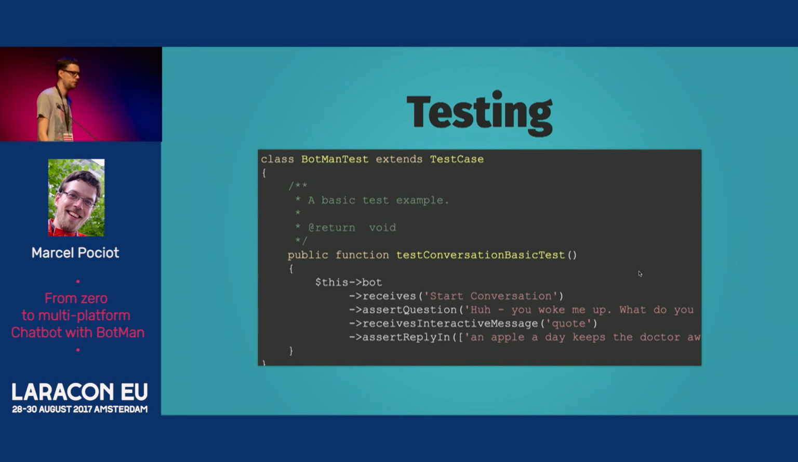And then you can also do this with conversations. So the bot receives start conversation, you assert that you receive a question, then you send an interactive message, like the button click. And when you click on the button, you assert that the reply was one of the messages that are in the array. There are a lot more assertions that are available, but this is just to give you an example of how this works.